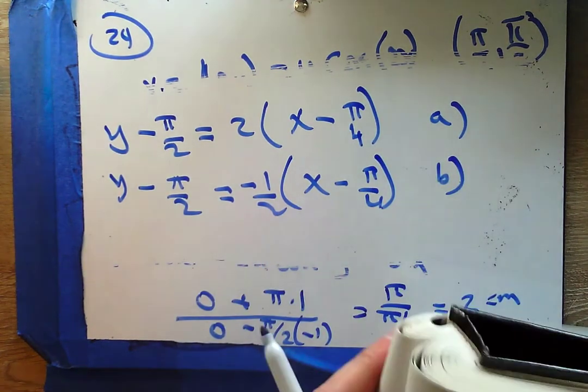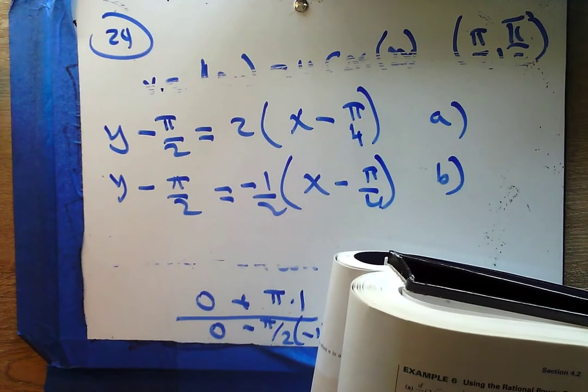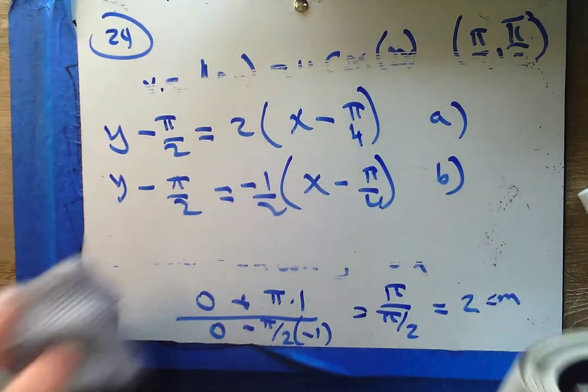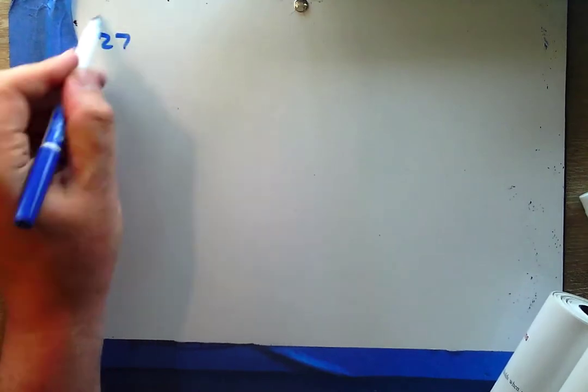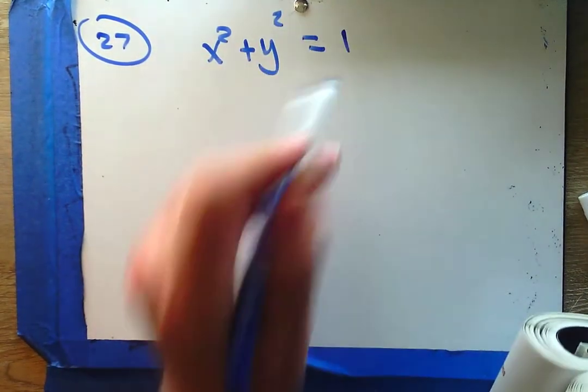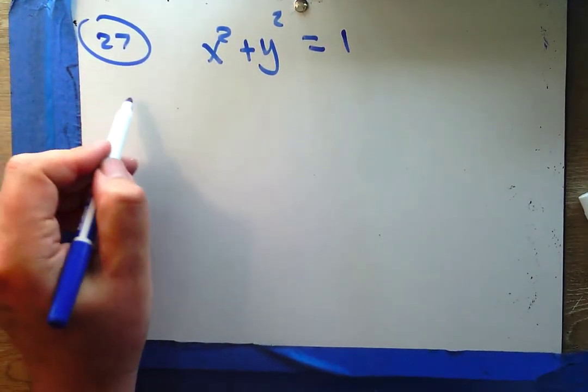Okay, it's 27. Same kind of stuff. Here it says use implicit differentiation to find first and second derivatives. Okay, let's take a look at first and second derivatives for number 27. X squared plus y squared equals 1. Oh, we did this already. We did this in the last video.